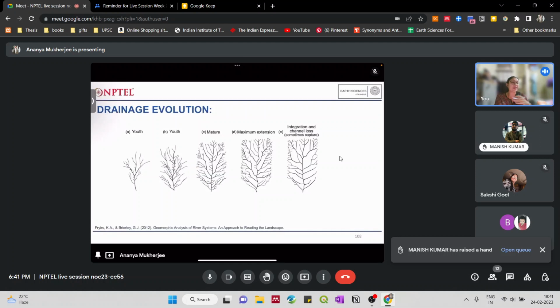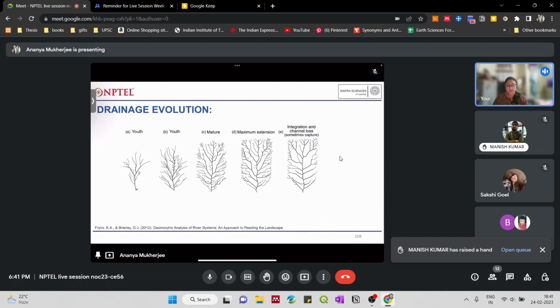So, the drainage basin evolution. Evolution will only happen if there are changes, and these changes mostly occur before the old stage. Over here you can see in the youth stage there are more straighter channels, and most of the area is covered by the main channel. There are smaller streams, and the length of the streams is also less in the youth stage. Most of them are straighter channels.